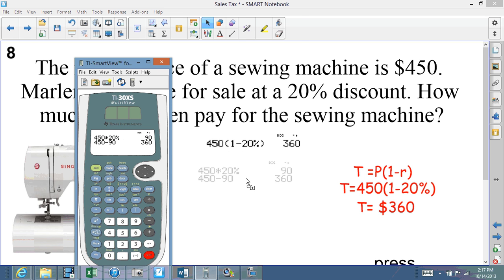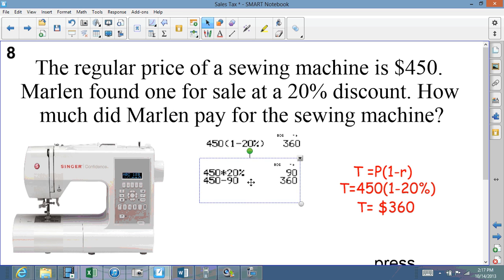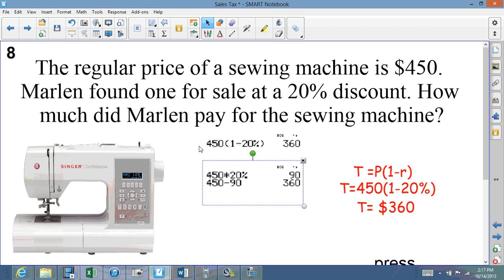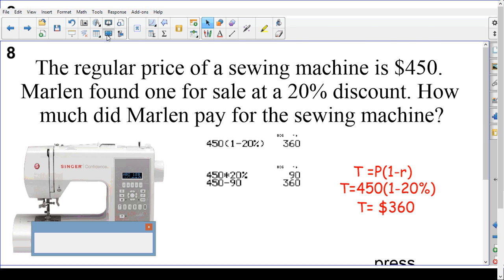So let's pull that out so you can see both ways of doing it. Here with the formula, 450 parenthesis 1 minus the discount rate gave us $360, or we do it the regular way. 450 times 20% gave us $90 discount. 450 minus $90 gives us $360. So either way you put it, you're going to get $360 for the amount.